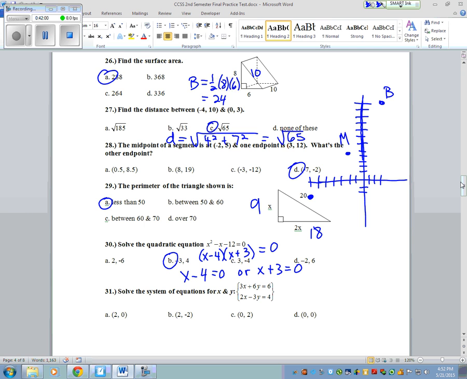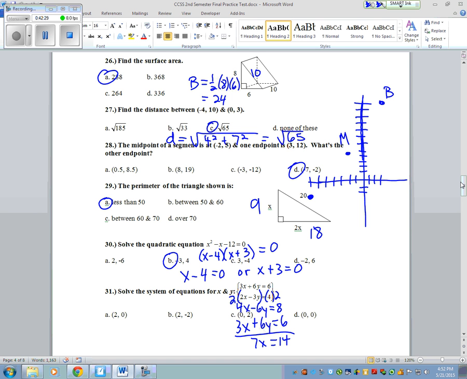31. You could do this by elimination. You could take the second equation right here, multiply it through by 2 on both sides, creating the equation 4x minus 6y equals 8. And then right below it, 3x plus 6y equals 6, and then solve it. 7x equals 14, so what does x equal?